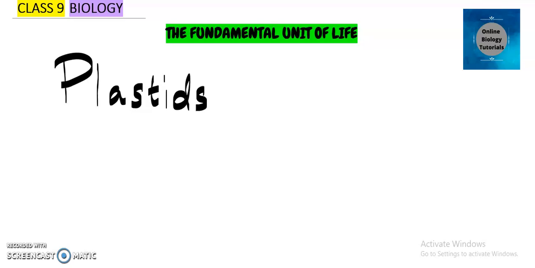We are studying chapter number 5, the fundamental unit of life, and in this video we will talk about plastids, which are important cell organelles only found in the plant cell. So when we write the differences between plant cell and animal cell, this will be one of the points: plastids are found in the plant cell and not in the animal cell.